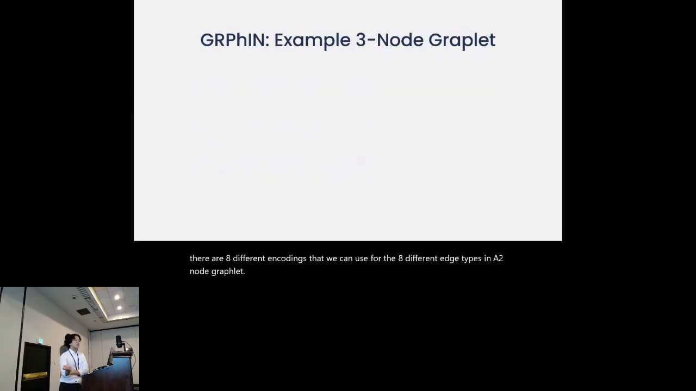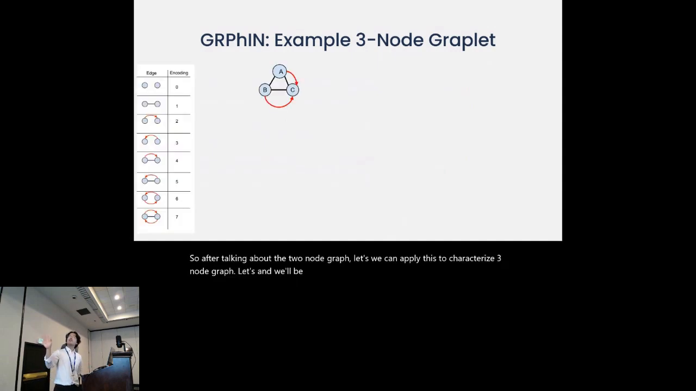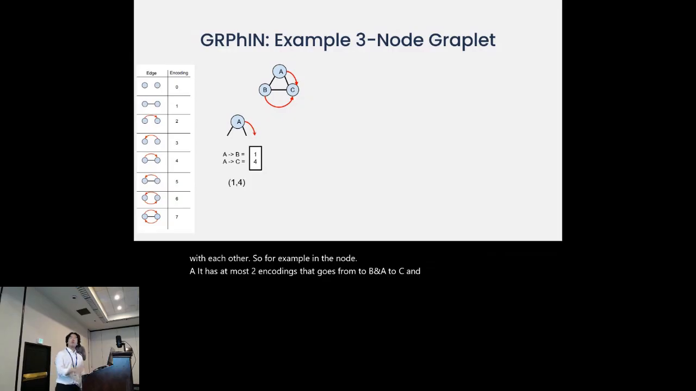So after talking about the 2-node graphlets, we can apply this to characterize 3-node graphlets. We'll be keeping track of this example and also the edge encodings on the right side. We can break things down into their specific nodes, and we can learn about their structures and how they connect with each other. So for example, node A has at most 2 encodings that go from A to B and A to C, and those are 1 and 4.